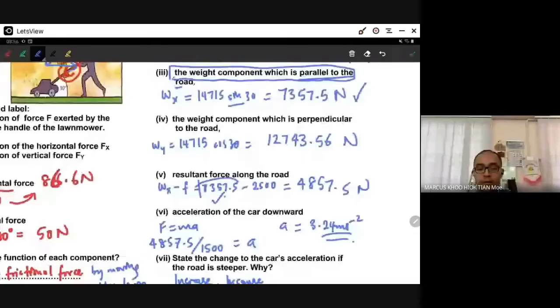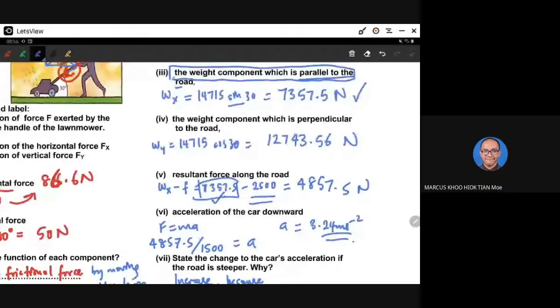The friction doesn't change, but the weight component which is parallel to the road, the Wx, will increase.